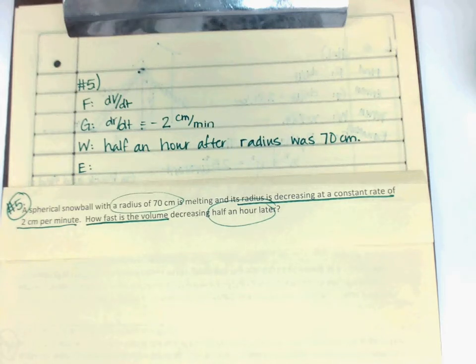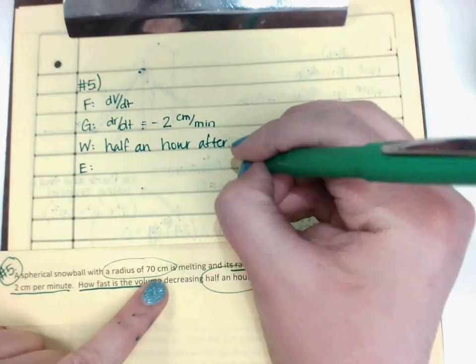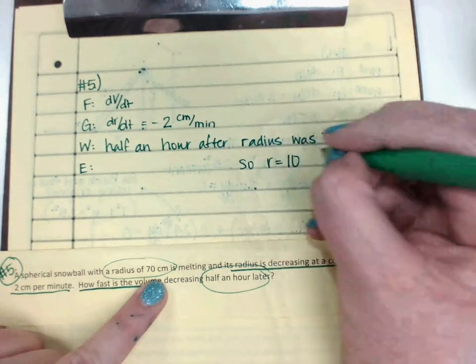So let's do a little bit of easy reasoning here. In a half hour, how many minutes are going to go by? 30 minutes. It's going down 2 centimeters a minute for 30 minutes. How much is it going down? 60. So 30 minutes times 2, it's going to go down 60 centimeters. What was its starting radius? 70. So if it was 70 and it went down 2 a minute for 30 minutes, that would put it at 60, or I'm sorry, at 10. So radius equals 10 at that time.